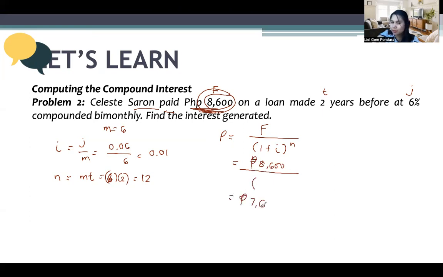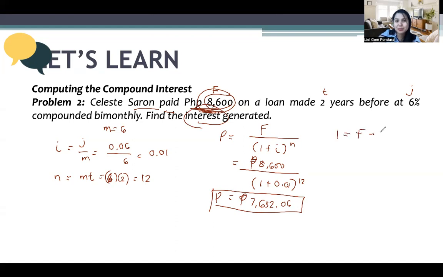$7,632.06, ma'am. Oh, very good. 7,632.06. I'll just write it incomplete. Yes, this is the principal. But again, we're looking for the interest generated. So interest is equal to maturity value minus the principal. I keep on asking, why is it F when it's the maturity value? So I want to name it future value, okay? So it's easier for me to determine.